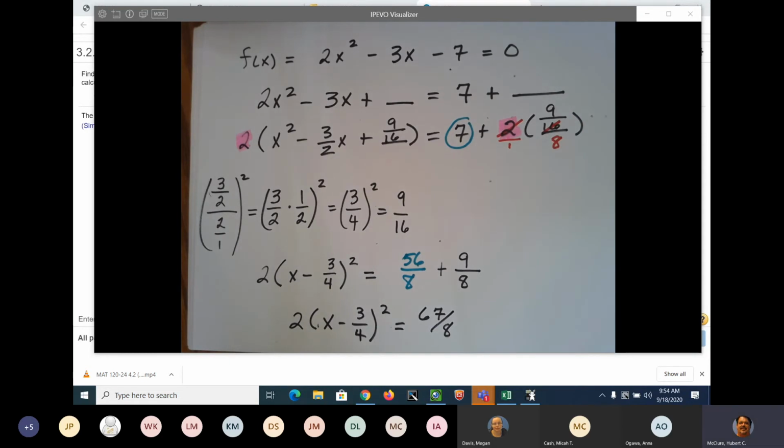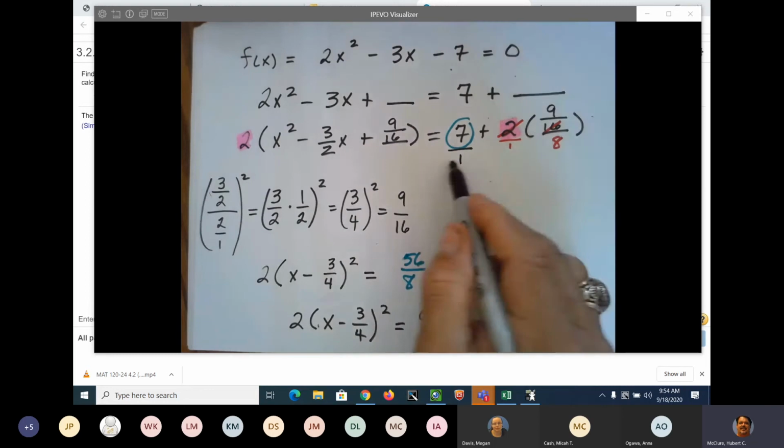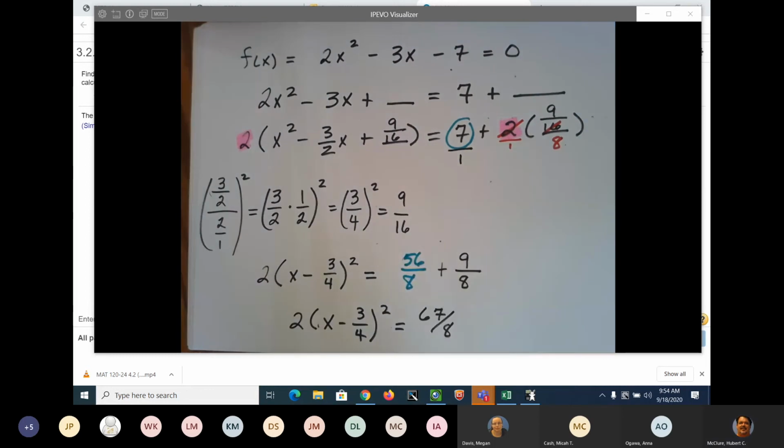I think 56. 7 times 8 is 56, I think. So that's how I got 56/8. I've changed this into a common denominator of 8. And 56 plus 9 is not 67, it's 65. Thank y'all for correcting me. Appreciate it.